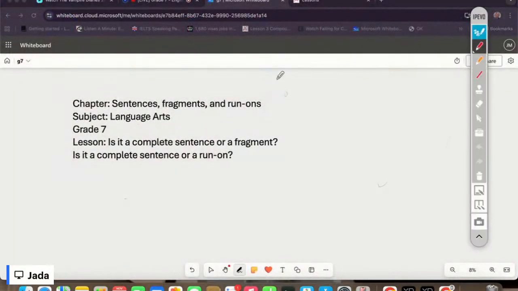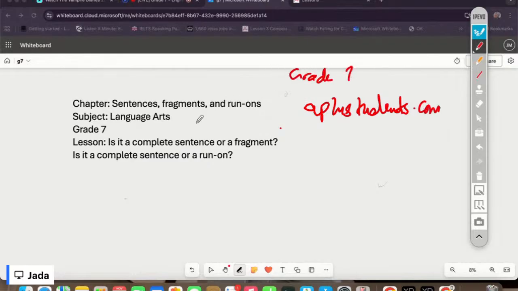Today we will have sentence fragments and run-ons. First, you have to log in using aplusstudent.com. Click on your name, move on to Language at Grade 7. The chapter is Sentence Fragments and Run-ons. The lesson is: Is it a complete sentence or a fragment? Is it a complete sentence or a run-on?